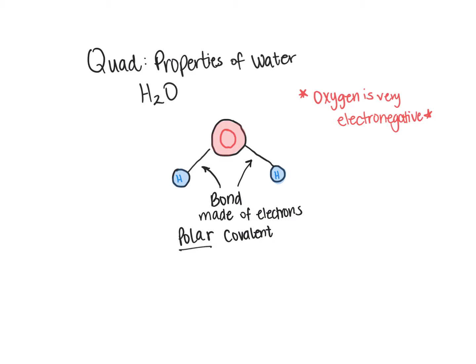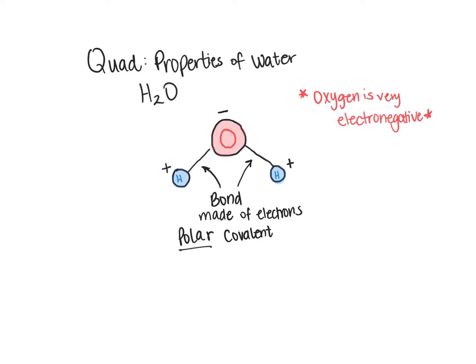Also, as a result of those electrons hanging out more at the oxygen end, what we see is a slight negative charge on the oxygen and a slight positive charge on the hydrogen. Now, this structure of water with these polar covalent bonds and these positive and negative ends around the molecule are what give water its unique properties.